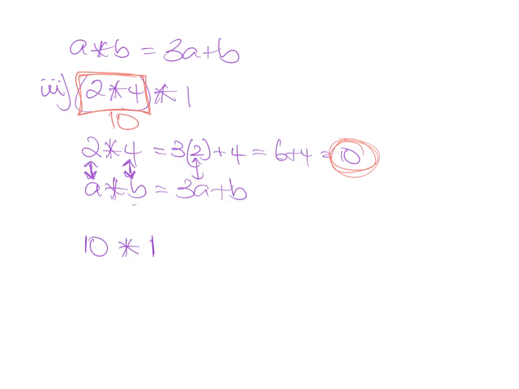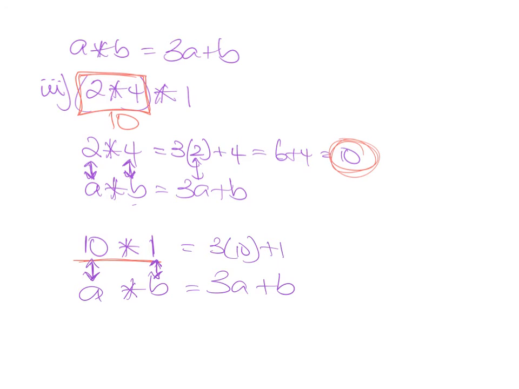So the question becomes 10 star 1. So let's put down the formula again. A star B is equal to 3A plus B. They have given us this information. So A is 10 and B is 1. So we'll get 3 by 10 plus 1, which gives us 30 plus 1. So our answer is 31.